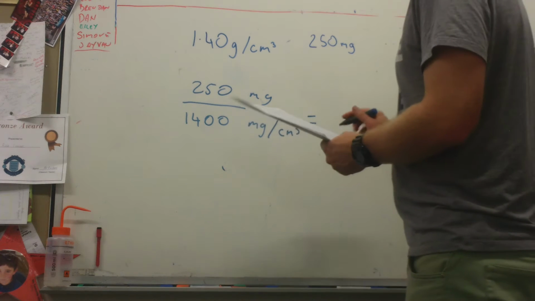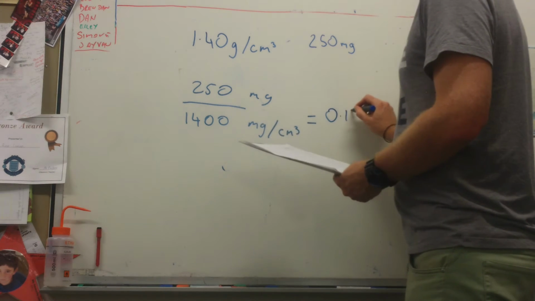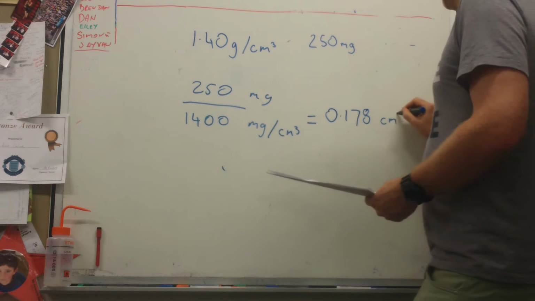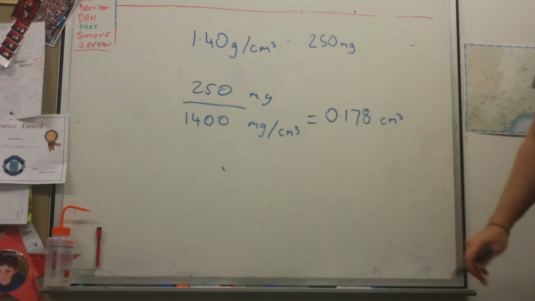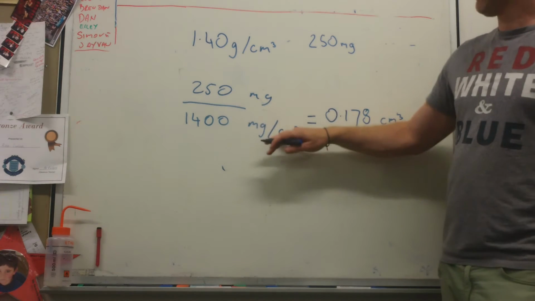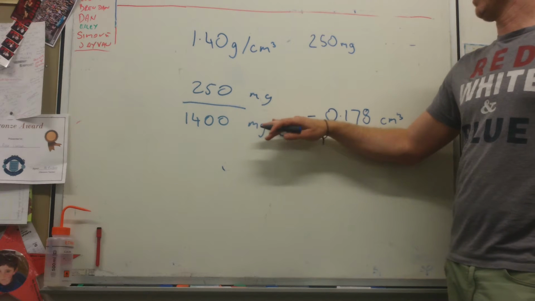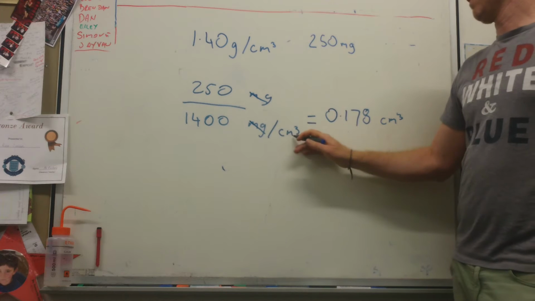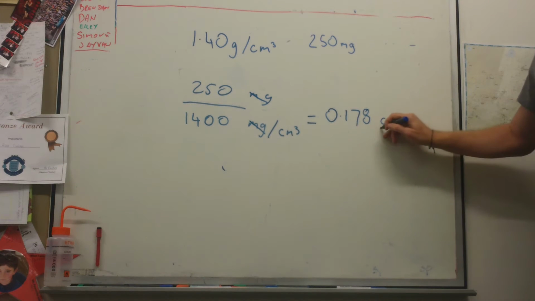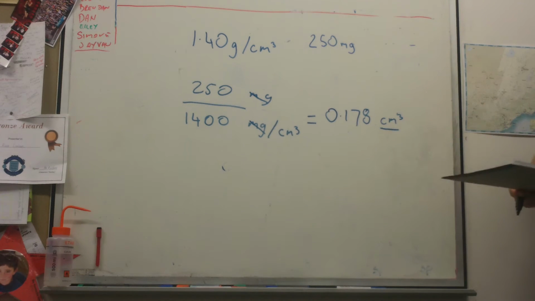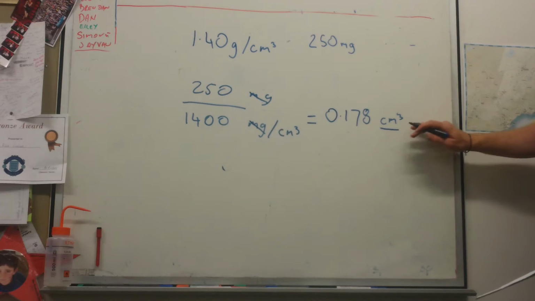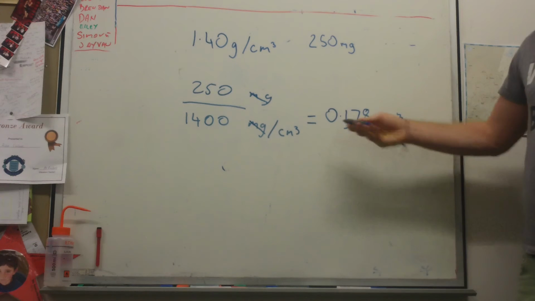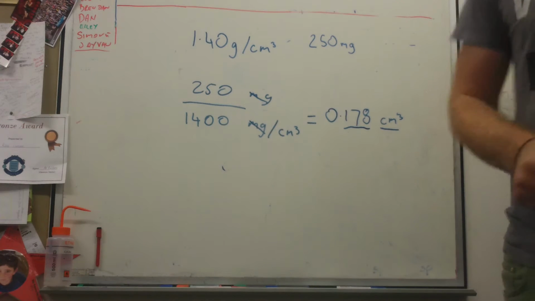we get 0.178, and our answer is in centimetres cubed, our volume that we're after. Why? Because this unit is in the denominator, this flips, and we actually cancel out the milligrams, and we have our centimetres cubed as our numerator there, so that we're in our correct units. 3 significant figures, 3 significant figures, we have 3 significant figures.